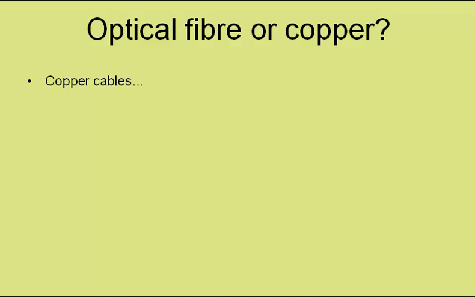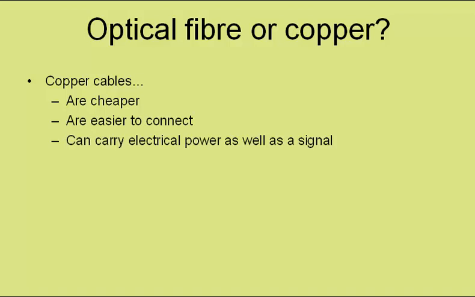Copper cables, on the other hand, are cheaper than optical fibres, easier to connect, can carry electrical power as well as a signal, which could be useful in some applications, but mainly they were there first.